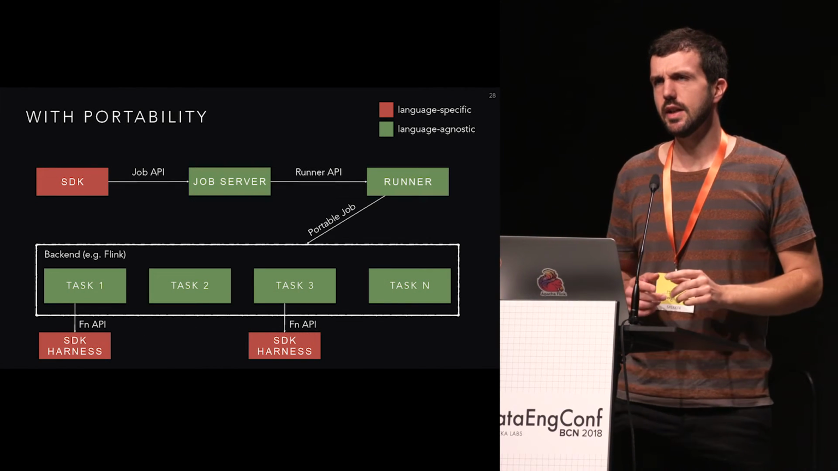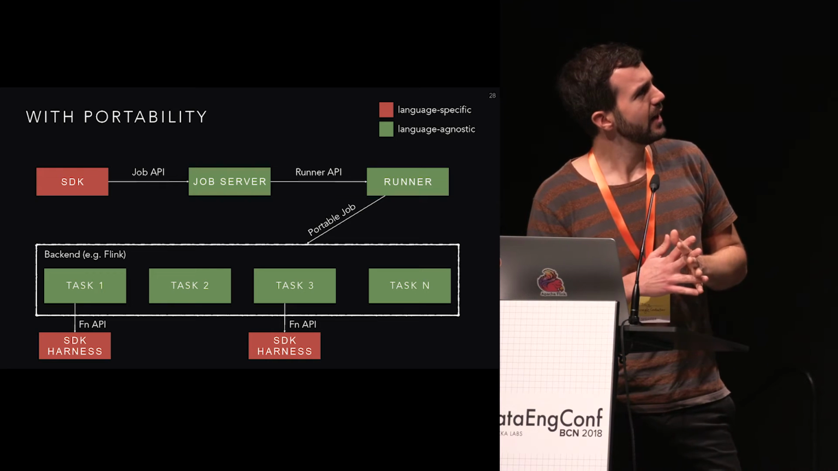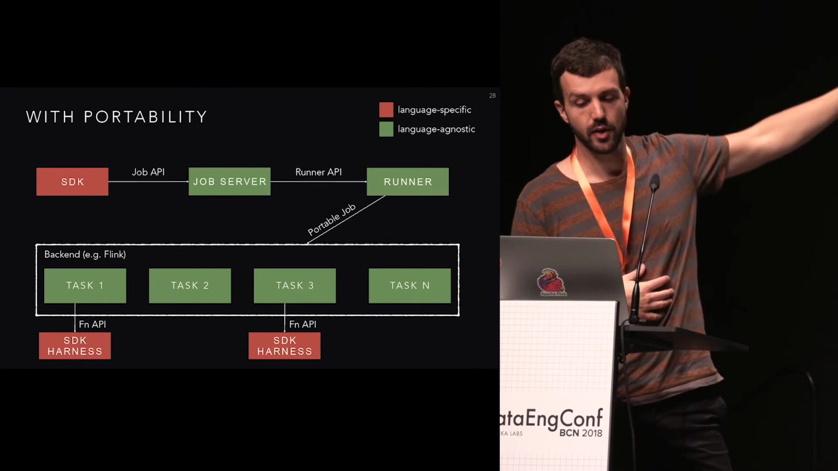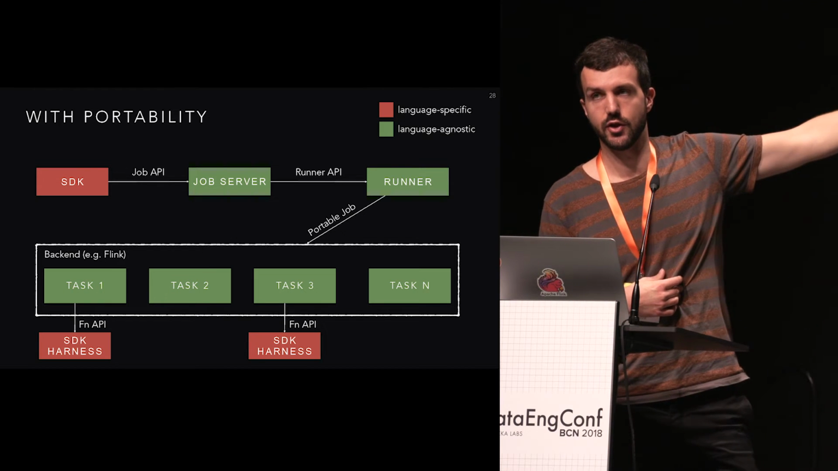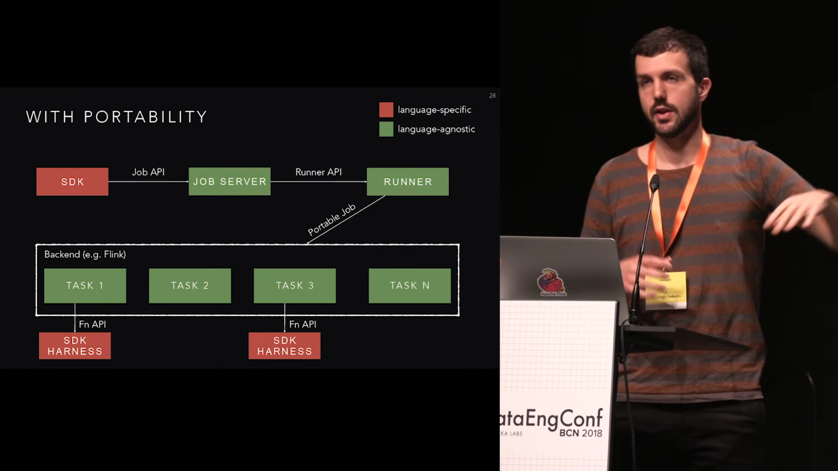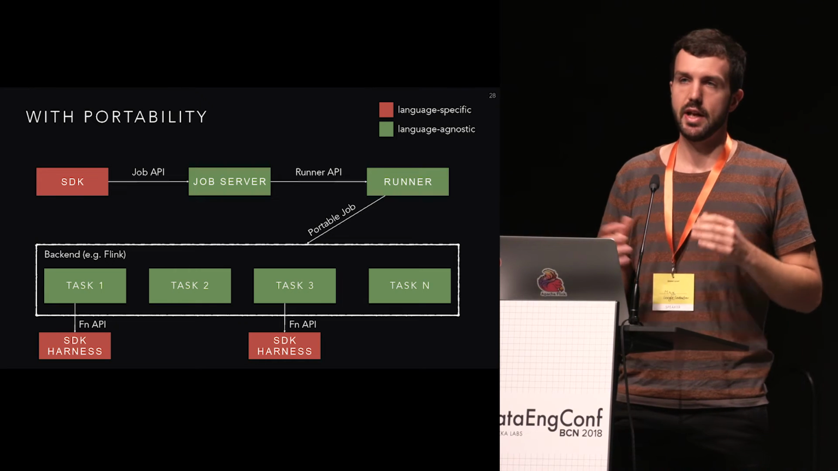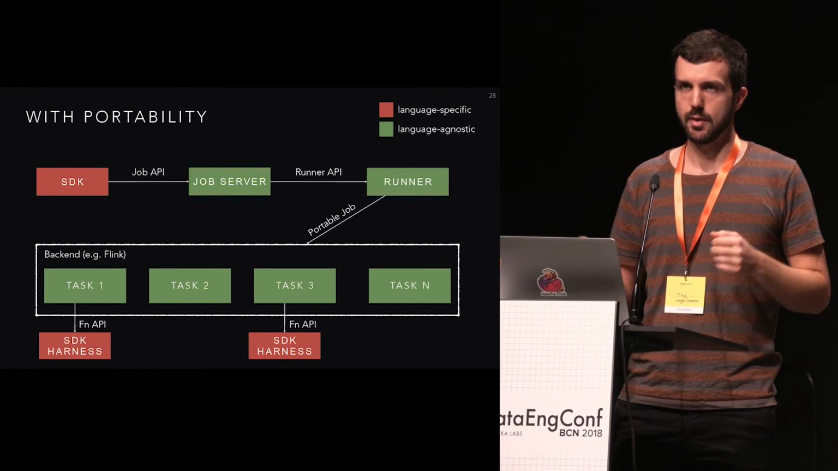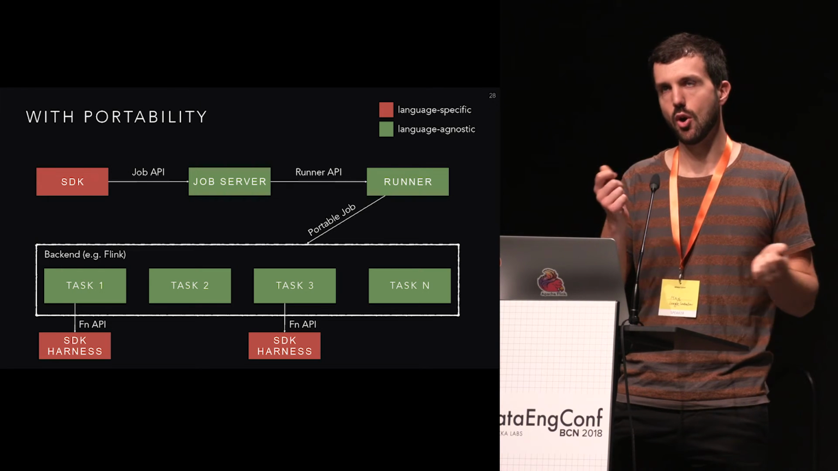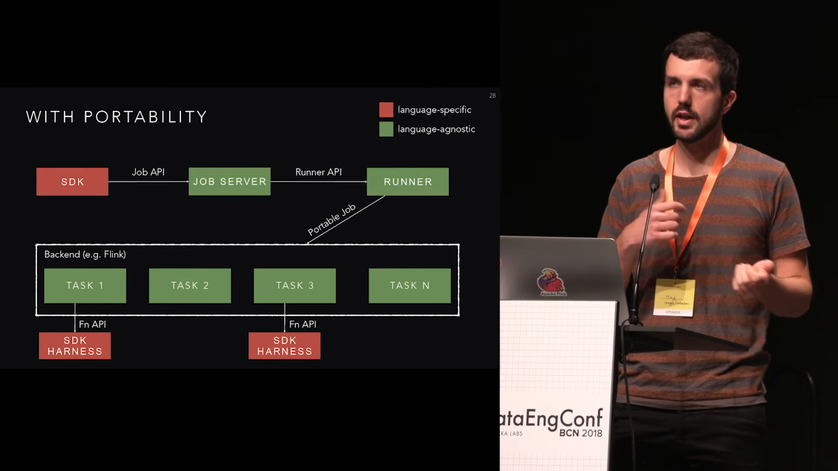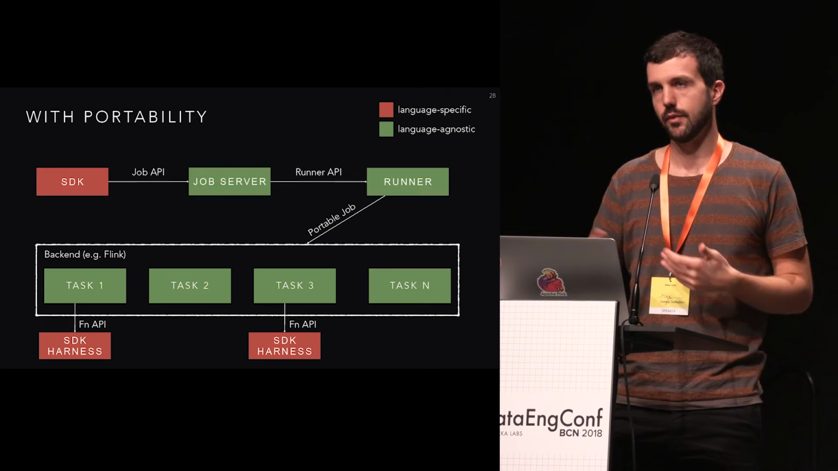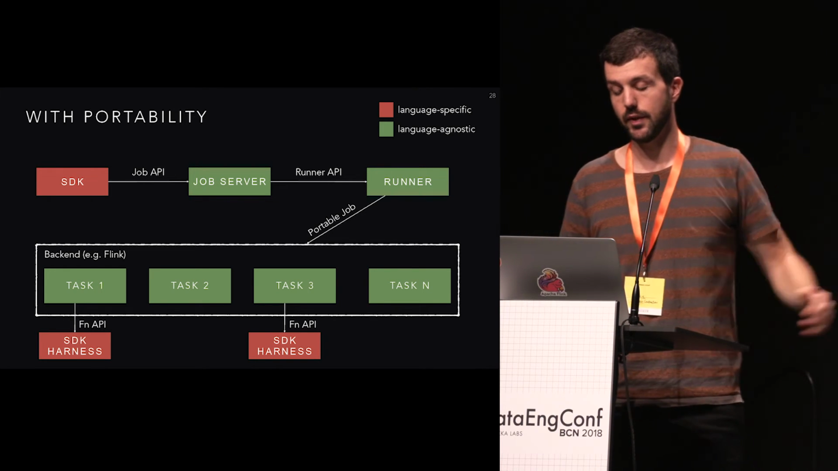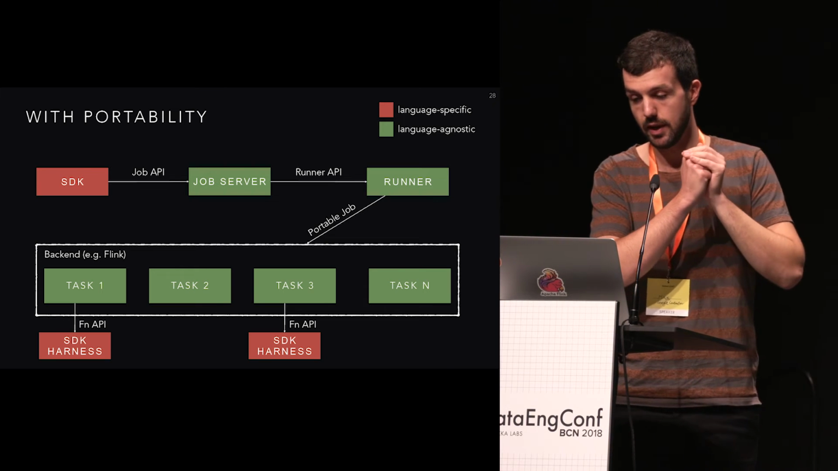With the portability, it's a little bit more complicated, but it works really elegantly. So we have the SDK in a language of our choice. Then we actually have the job API, which manages the whole job submission to the cluster. In the past, you had to know whether you're using Spark or Flink. You had to use their way of submitting stuff to the cluster. But now there is a Beam job server, which takes your Beam pipeline.